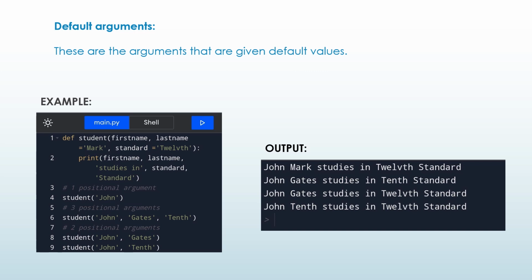Providing two arguments, that is student of John, Gates, uses the default value for standard. Providing two arguments with the second one misplaced, student of John, 10, raises an error because the function expects the second argument to be last name, not standard. And this is the output here: John Mark studies in 12th standard, John Gates studies in the 10th standard.